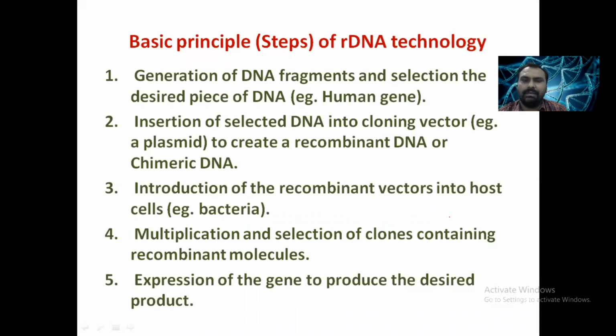Suppose we want to produce insulin. We select the gene for insulin, cut it and insert it into the vector. Vector is nothing but a DNA like a plasmid, and we combine them together with the help of ligase. Then we introduce this recombinant DNA into the host cell like bacteria, and it will be multiplied, followed by selection of the clones containing the recombinant molecule. Ultimately this gene will be expressed to form the desired products.